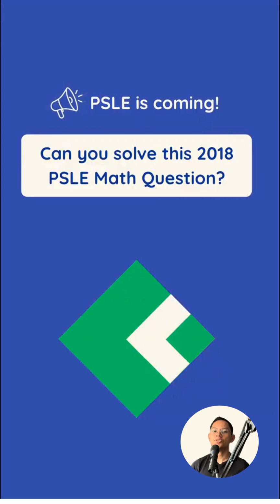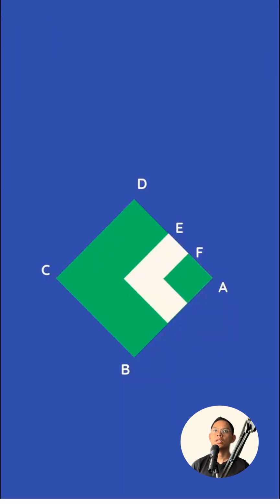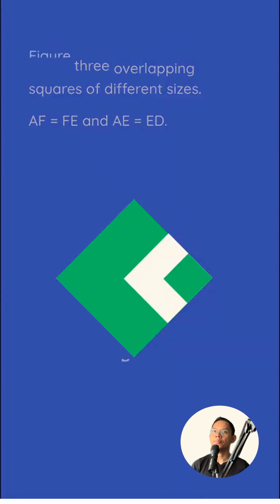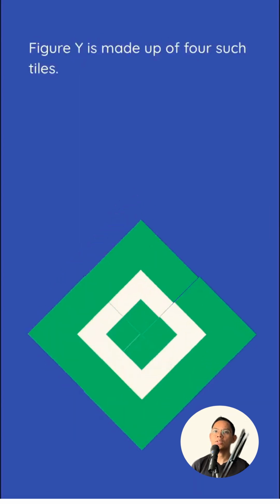PSLE is coming. Can you solve this 2018 PSLE math question? And the question goes: the figure or the pattern on the tile ABCD shows three overlapping squares of different sizes. AF is equal to FE and AE is equal to ED. Figure Y is made up of four such tiles, as what you see over here.